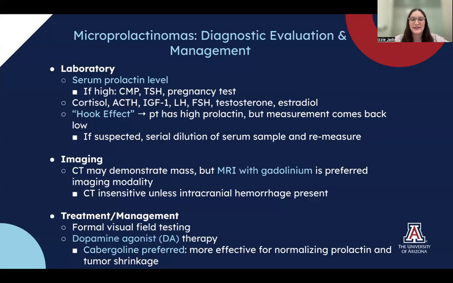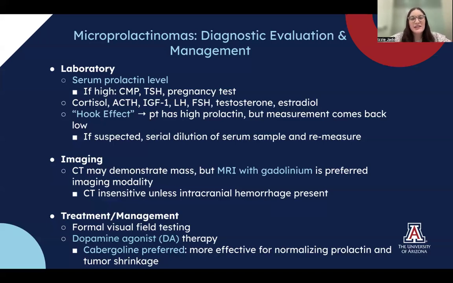One thing to keep in mind is something called the hook effect. A patient could have really high prolactin, but when you get your labs back, they'll measure really low. If all your other clinical judgment is pointing to some sort of microprolactinoma or hyperprolactinemia state, you can repeat it; the serum sample can be diluted and remeasured. So again, always trust your clinical judgment because there are lab errors.